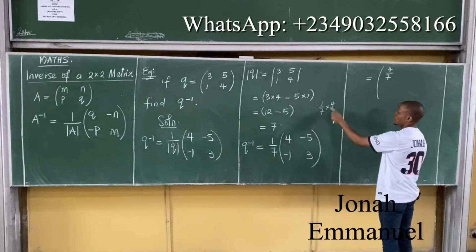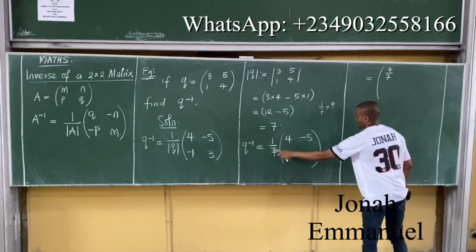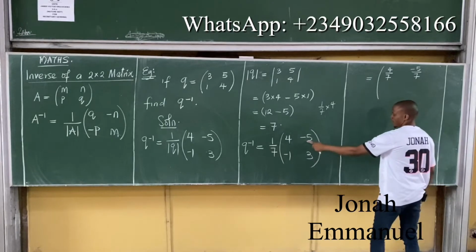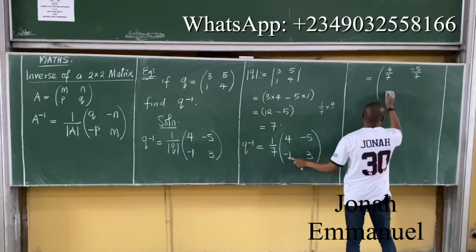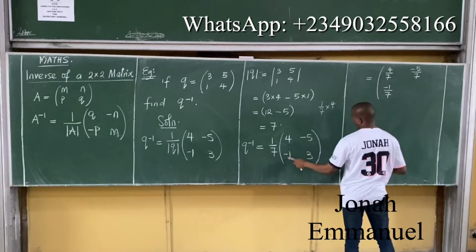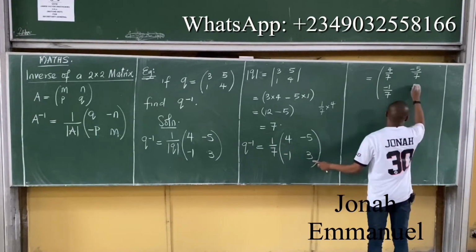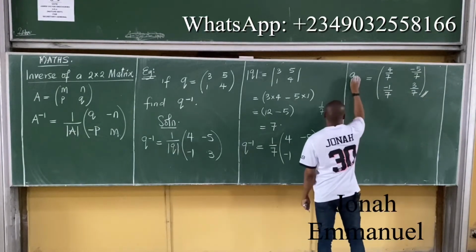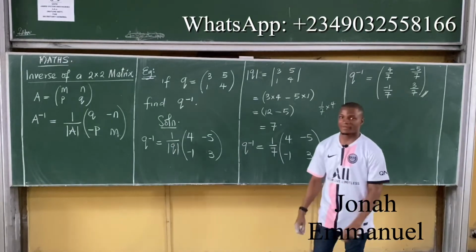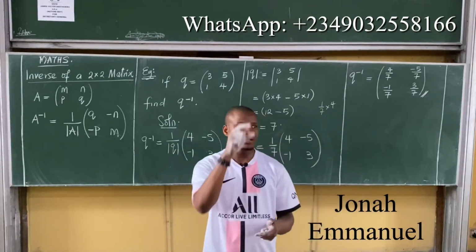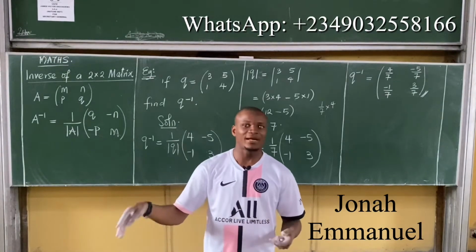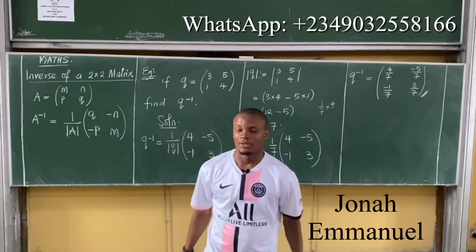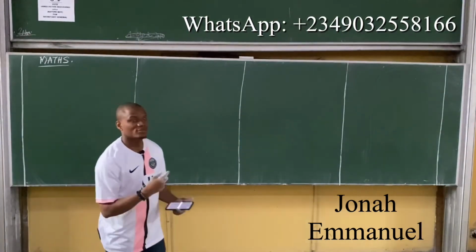4 times 1 is 4, so 4 over 7. 1 over 7 times minus 5 is minus 5 over 7. 1 over 7 times minus 1 is minus 1 over 7. 1 over 7 times 3 is 3 over 7. So this becomes the value of Q inverse. That's the answer. The step is just 1 all over the determinant, times, for the principal diagonal, interchange the elements. For the other one, add minus. That's it. Let's try some JAMB questions.